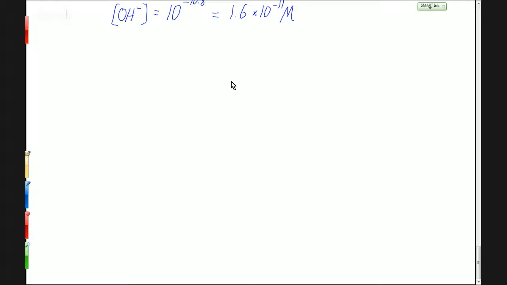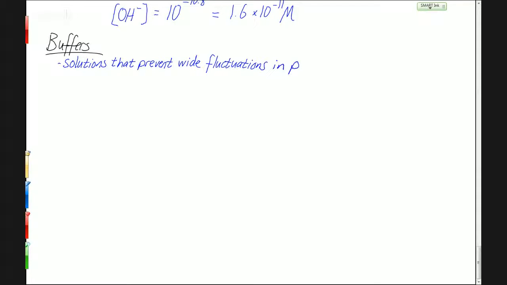What's next? The next thing we want to talk about is buffers. Buffers are solutions that prevent wide fluctuations in pH. So it stops the pH from going around crazy.